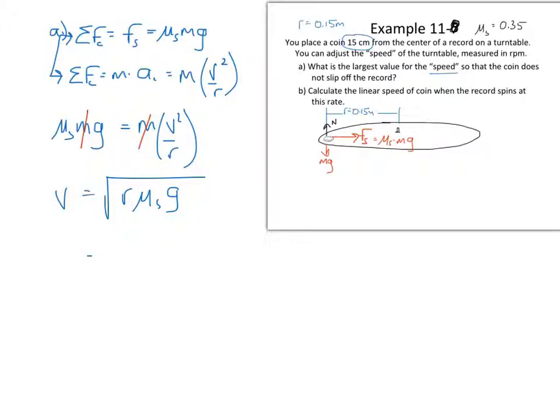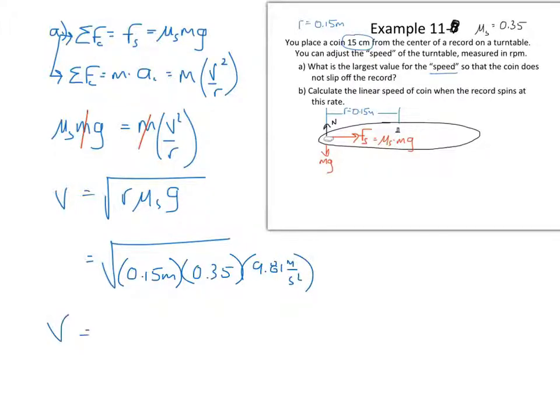Now all we need to do is simply plug in values. If you had started plugging in values up here, let's say you knew the mass for a second, it would have gotten more complicated because you would not have realized that those masses cancel out. Stay with general equations as far as you can or until the very end, and then plug your values in at the last minute. So what is our radius? Radius is 0.15 meters, okay? Coefficient of static friction, that's 0.35. And there's no unit for that. And of course, g is 9.81 meters per second squared.